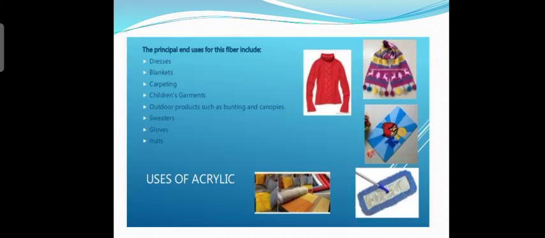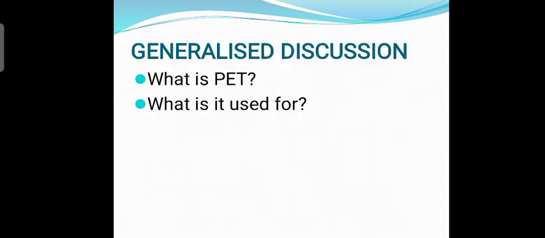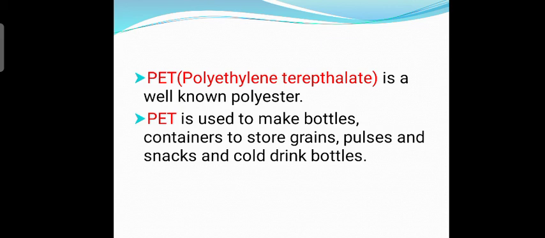In this picture, you can see the various uses of acrylic. It is used for making dresses, blankets, carpeting, children's garments, sweaters, gloves and mats. Now the next question is, what is PET and how is it used? So students, PET stands for polyethylene terephthalate. It is a well-known polyester and it is used to make bottles, containers to store grains, pulses, snacks and cold drink bottles.